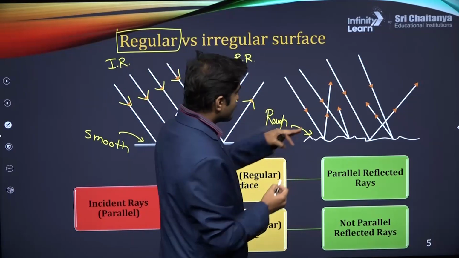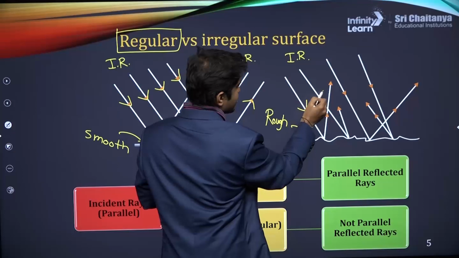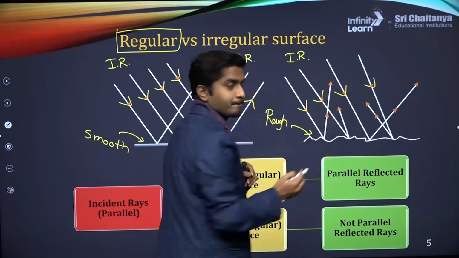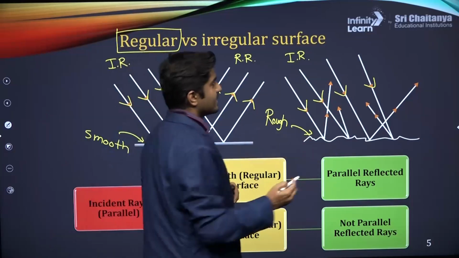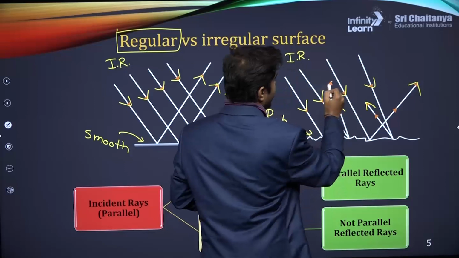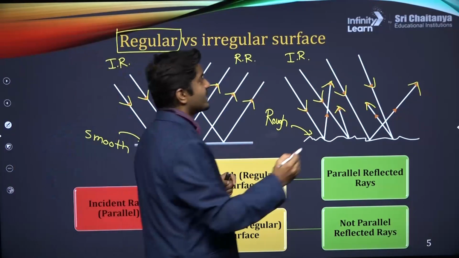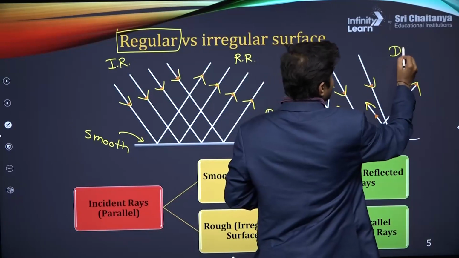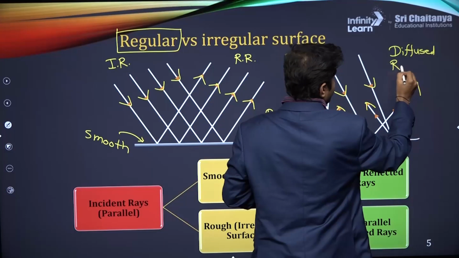So this one here, you can see the incident rays. These are the incident rays, parallel to each other. They fall onto the surface, but the reflected rays, now these are the reflected rays, they are going in different directions. So that is called diffused reflection.